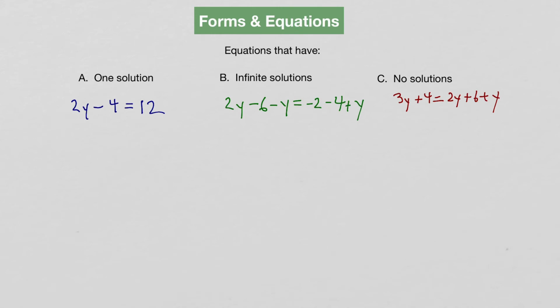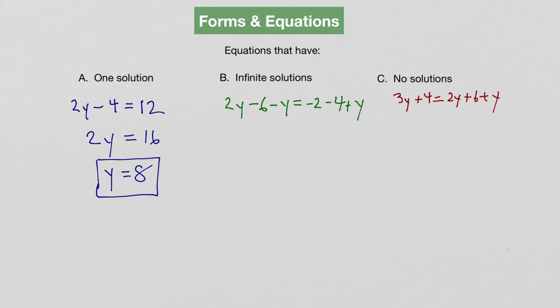So if we take a look at the first example, one solution, we can go ahead and solve for y, and we get 2y is equal to 16, because we add 4 to both sides to get rid of this negative 4y. And then to move the 2 to the other side of the equation, we need to divide both sides by 2, and we get y is equal to 8. So in this example, this is a one solution problem.